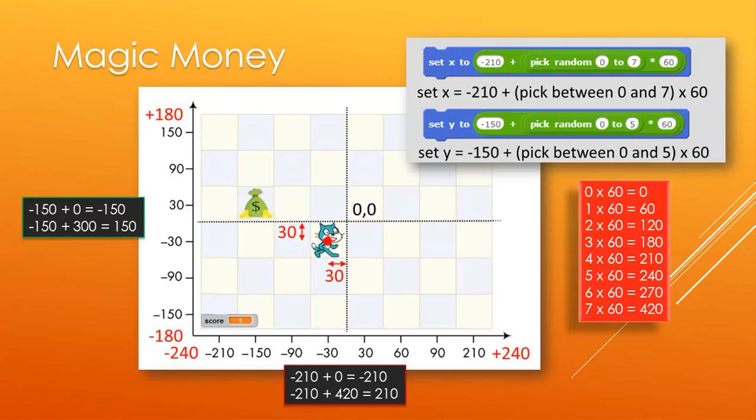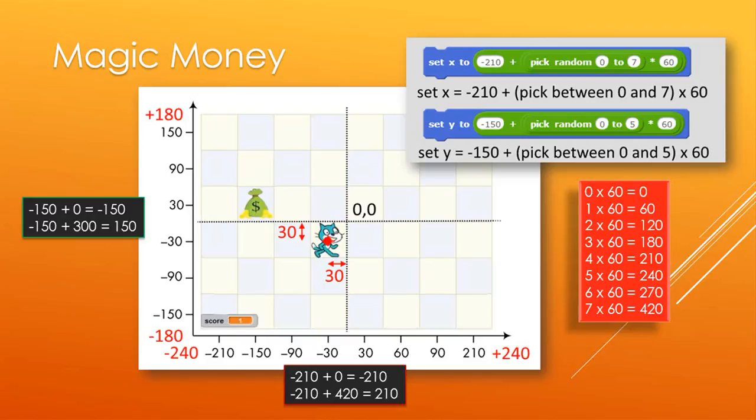Now you must remember the numbers that we get out of this green bit here can be anything in this range. For the x-axis, it can be anything from 0 to 7. For the y-axis, it can be anything from 0 to 5, which is 0 to 240 once we multiply it out. This is a pretty basic way of moving things around on a screen.